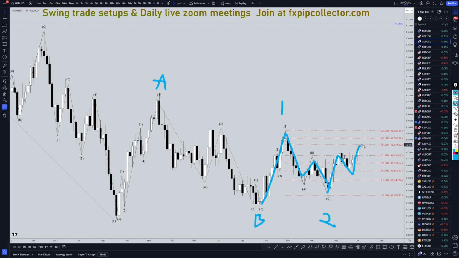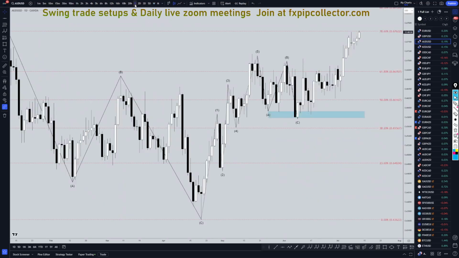We are sitting at the 78%, which may cause a bounce, but even if it does, I think it will continue to make higher highs, higher lows, all part of this big giant wave 3. So let's take it down to the daily time frame.